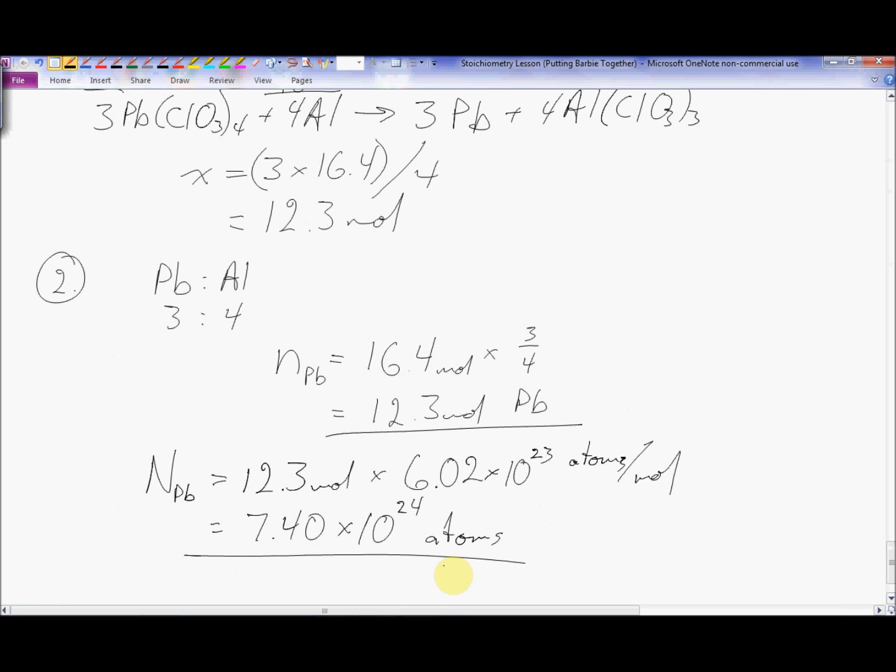We've learned so much in life from Barbie, and I hope Barbie has been helpful in helping you understand a little bit more about chemistry today.